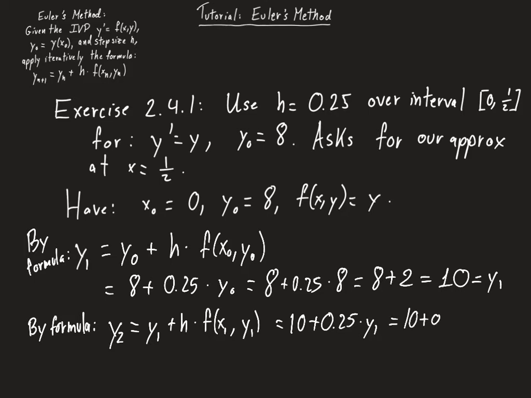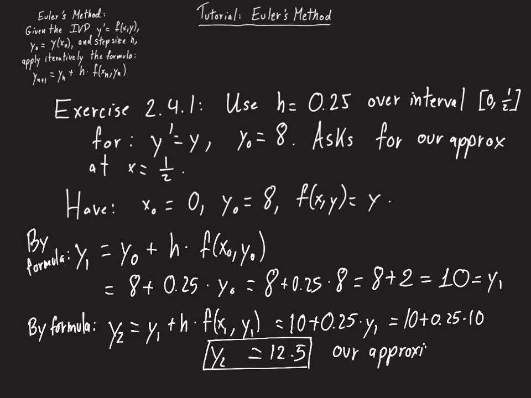So this is 10 plus 0.25 times 10. And this gives us y2 to be 10 plus a quarter times 10, which gives us 12.5. And this is our approximation to y of 1/2. All right, it's really as simple as this.